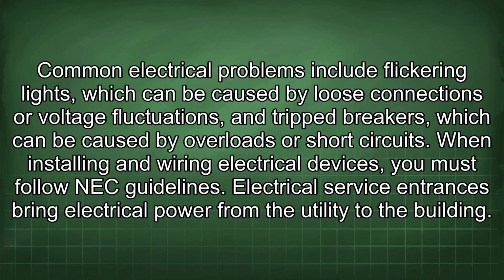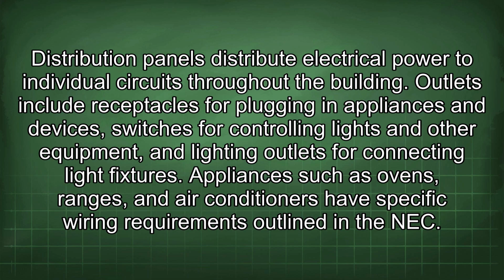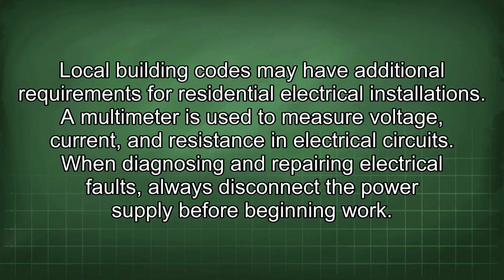Electrical service entrances bring electrical power from the utility to the building. Distribution panels distribute electrical power to individual circuits throughout the building. Outlets include receptacles for plugging in appliances and devices, switches for controlling lights and other equipment, and lighting outlets for connecting light fixtures. Appliances such as ovens, ranges, and air conditioners have specific wiring requirements outlined in the NEC. Local building codes may have additional requirements for residential electrical installations.